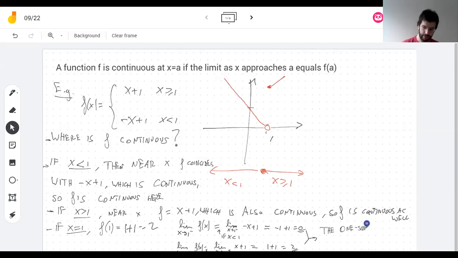The one-sided limits are not equal. So the limit of f does not exist. So the limit does not exist.